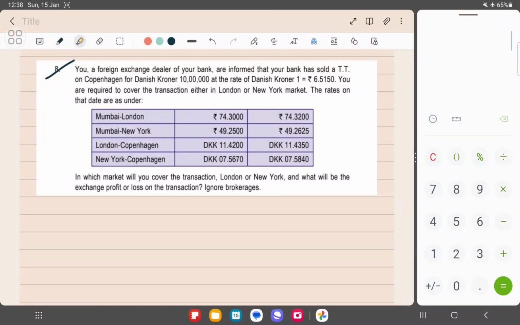The eighth sum. You, a foreign exchange dealer of your bank, are informed that your bank has sold a TT on Copenhagen for Danish kroner 10 lakh at the rate of 1 DK is equal to rupees 6.5150. Okay, so let us write this quote. 1 DK is equal to rupees 6.5150.